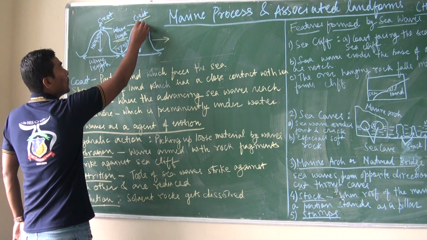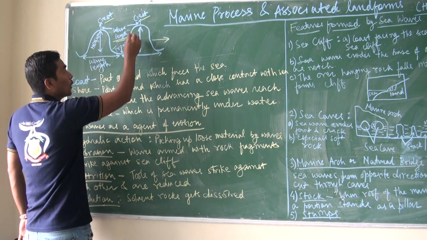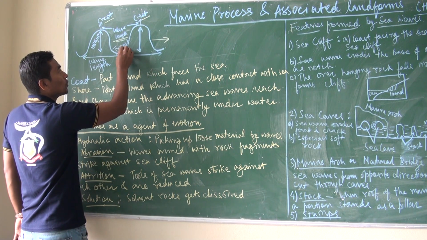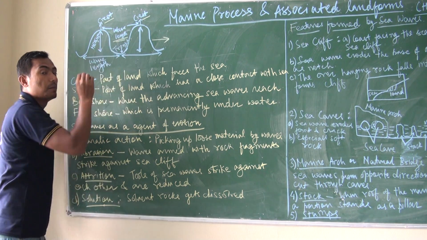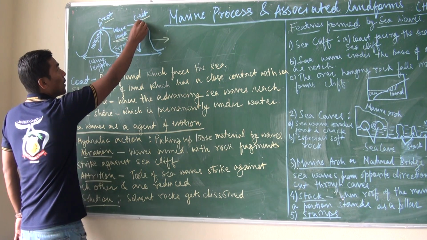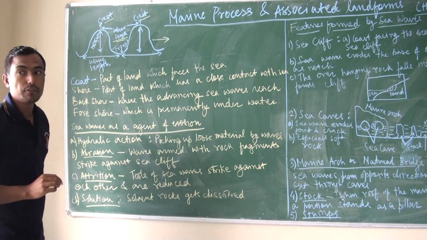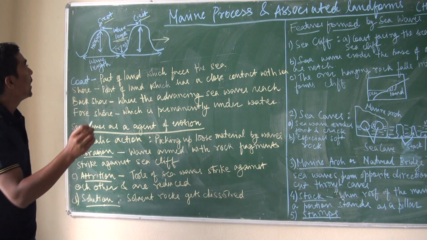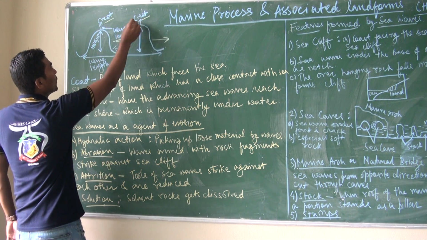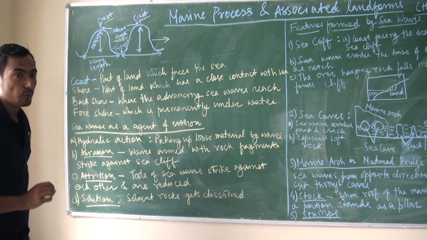The crest is the upper part of the sea wave and the lower part of the sea wave is called a trough. Remember this. The upper part of the sea wave is called the crest, the lower part is called a trough, and the distance between the two crests is called the wavelength.